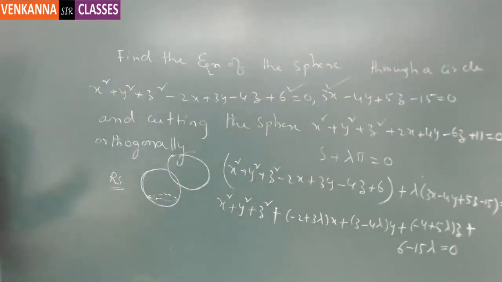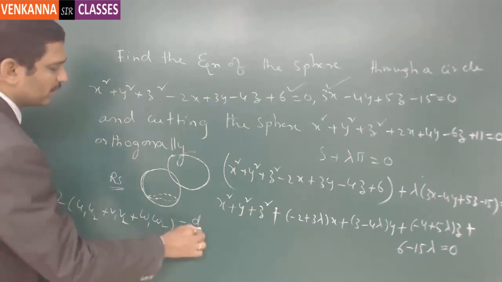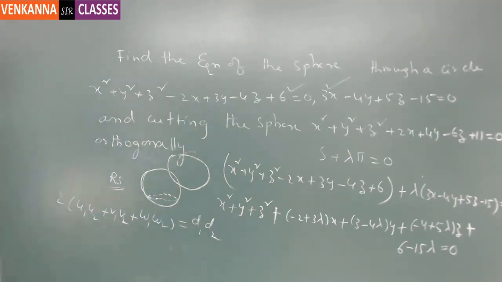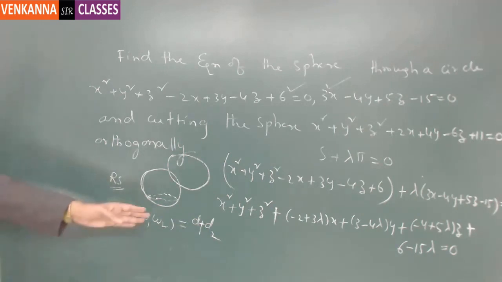So why have I taken the coefficients as common? Because whenever two spheres intersect orthogonally, the condition we have to use is 2 into (u1 u2 plus v1 v2 plus w1 w2) is equal to d1 plus d2. Or if you write it as u dash, v v dash, w w dash is equal to d plus d dash, where d1 and d2 are nothing but the constants in the spheres.